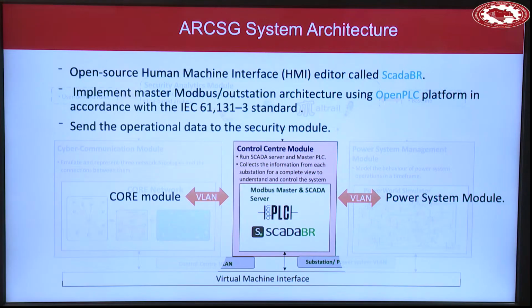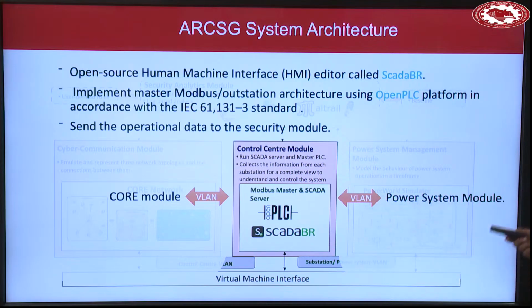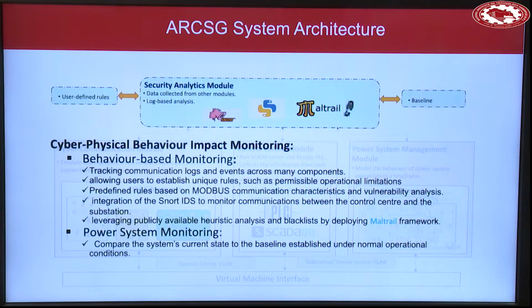So we send operational data to the security module. And what is this? It's interconnect, using VLAN interconnect. It can pass values from the communication network, sense data, and all the power measurements, and then you can test those measurements on the PowerWorld system.